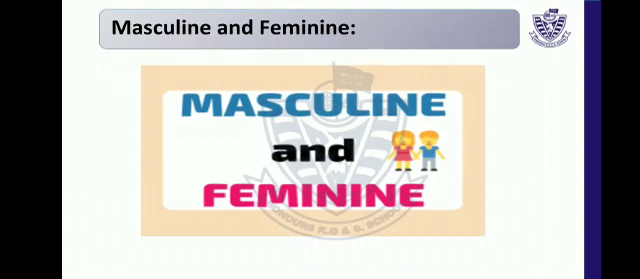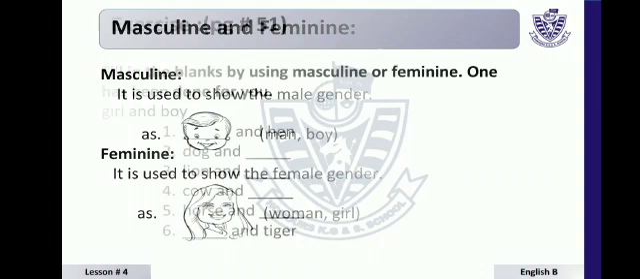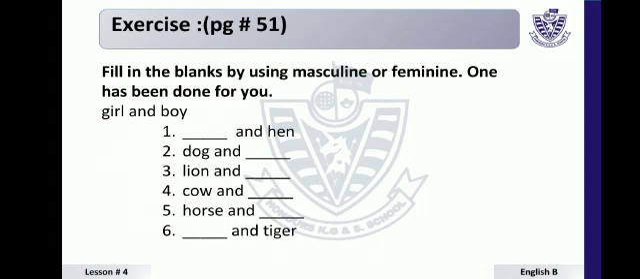Now let's start masculine and feminine. Masculine is used to show the male gender, as man, boy. Feminine is used to show the female gender, as woman, girl. Masculine is used to show the male gender and feminine is used to show the female gender. Now let's start its exercise. Fill in the blanks by using masculine or feminine, like girl and boy.